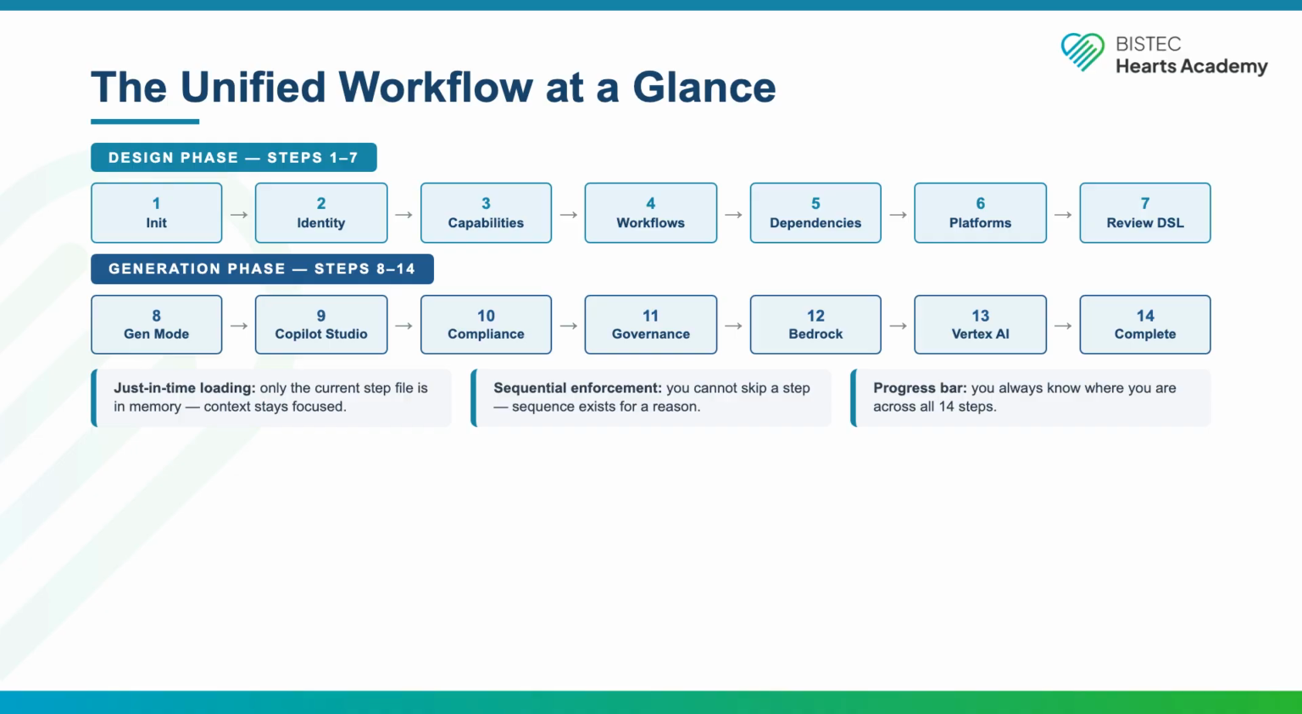These aren't arbitrary constraints. They exist because agent design has real dependencies. You can't define your agent's workflows before you know its capabilities. You can't generate platform artifacts before you've validated the design. The sequence maps the actual dependency graph of the work.